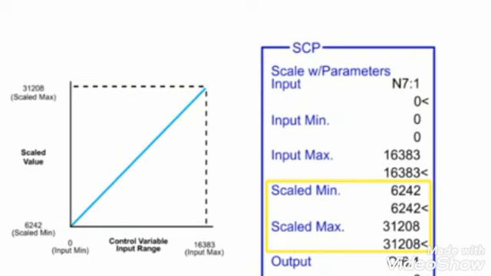Scaled minimum value is programmed as 6,242, representing the low end of the analog output module range. Scaled maximum value is programmed as 31,208, representing the high end of the analog output module range. The SCP output parameter is the file address of the analog output module.